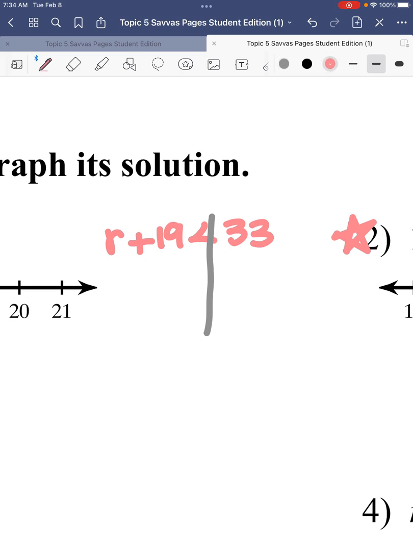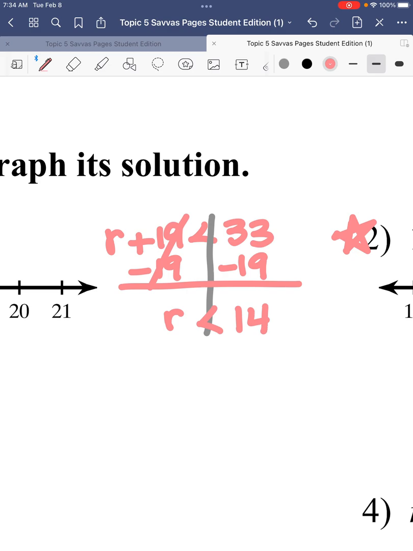Now, to get that r by itself, because we're adding 19 to that, I want to undo that, so I'm going to subtract 19, and I do that on both sides. On the side with the r, the 19s cancel out, and r comes down, it's by itself. There was no reason to change my inequality sign, so it stays less than, and 33 minus 19, whether you do that in your head or with a calculator, you're going to get 14. So r is less than 14 is our solution, and now we just need to graph that.